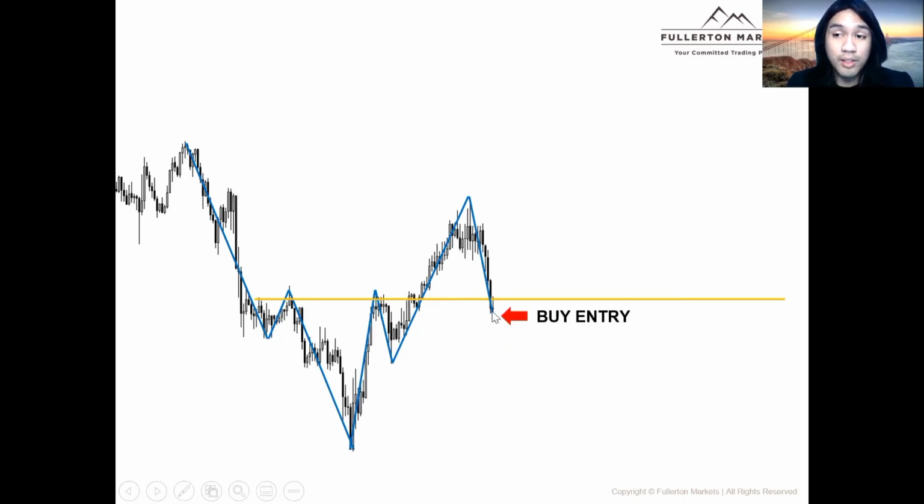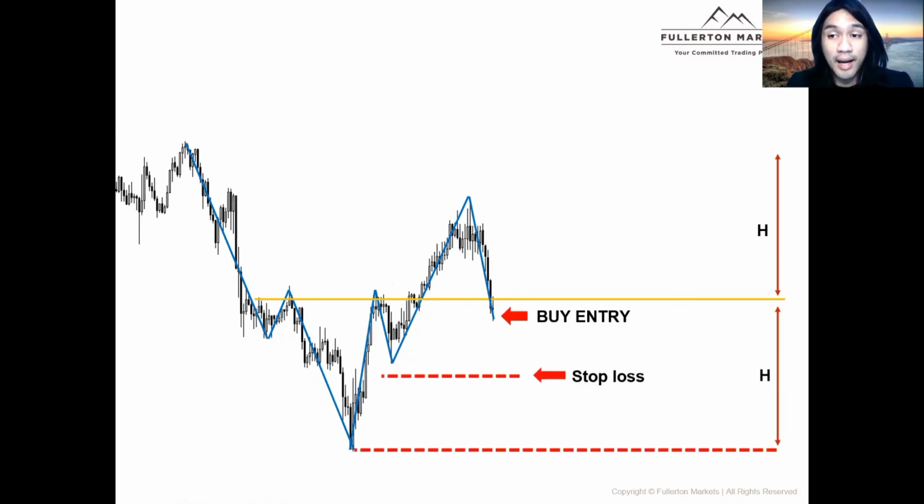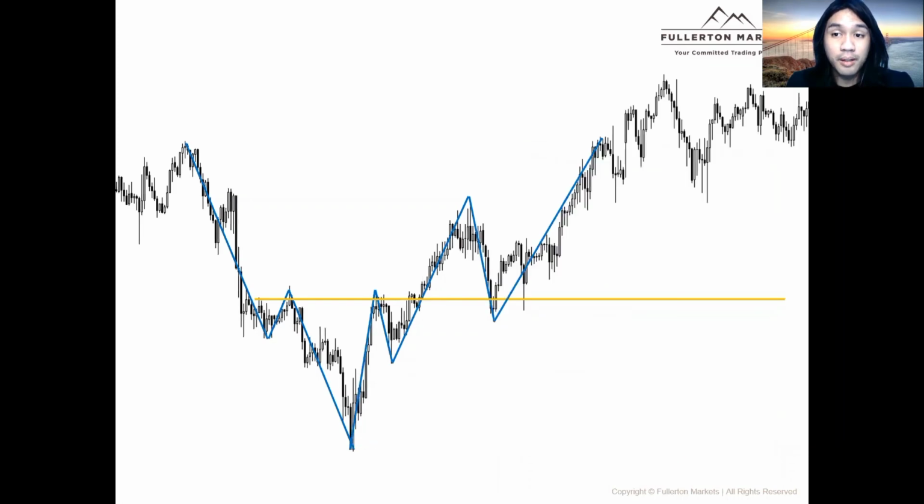If this is your buy entry, where should your stop loss be? Correct. It should be below the right shoulder. Your take profit is the height from the head to the neck. They are the same height. Now let's see if it actually pulls through. And yes, it does.